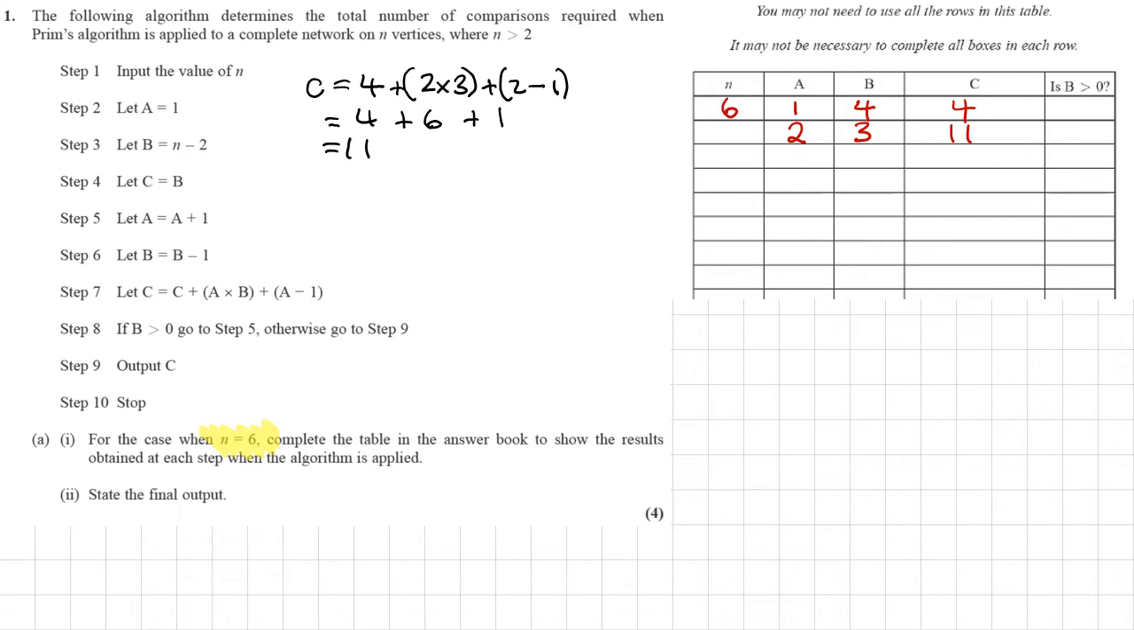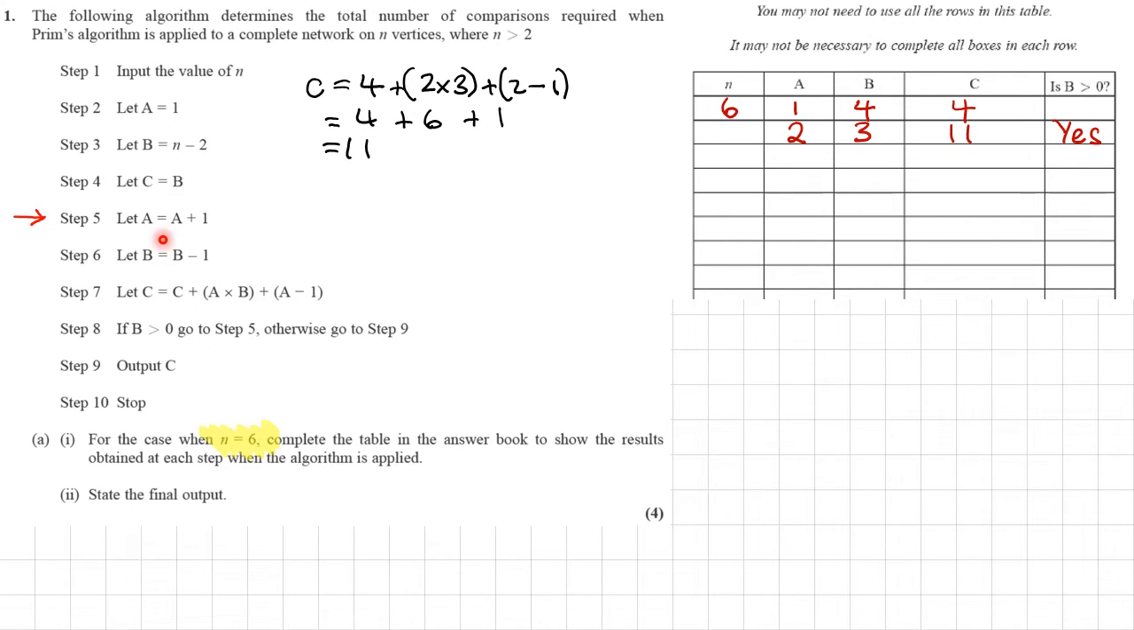Moving on, then next step, it says step 8, if b is greater than 0, go to step 5, otherwise step 9. Now b is greater than 0 because it's 3, and then we need to record it in the table here. Is b greater than 0? So we'll just write down yes. So at this point, we're going to go back to step number 5.